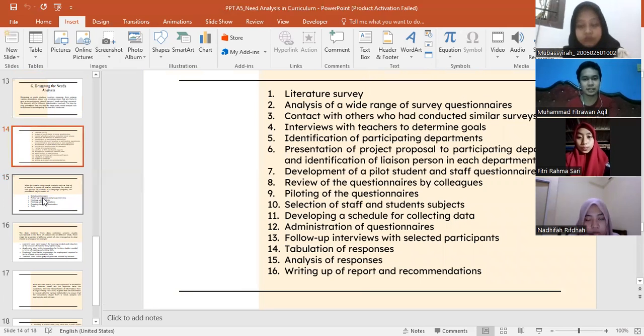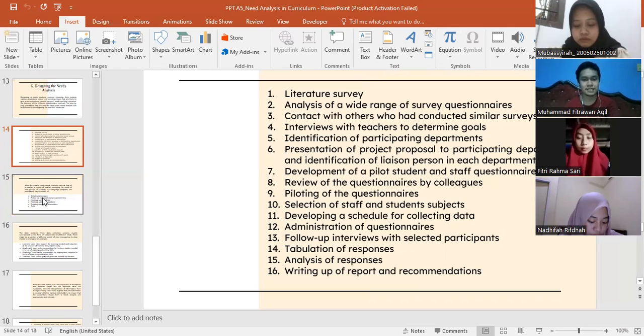to determine goals, identification of participant departments, presentation of project proposal to participating departments, and identification of liaison person in each department, development of a pilot student and staff questionnaire, review of the questionnaires by colleagues, piloting of the questionnaires, selection of staff and student subjects, developing a schedule for collecting data, administration of questionnaires, follow-up interviews with selected participants, tabulation of responses, analysis of responses, and finally, writing up of report and recommendations.